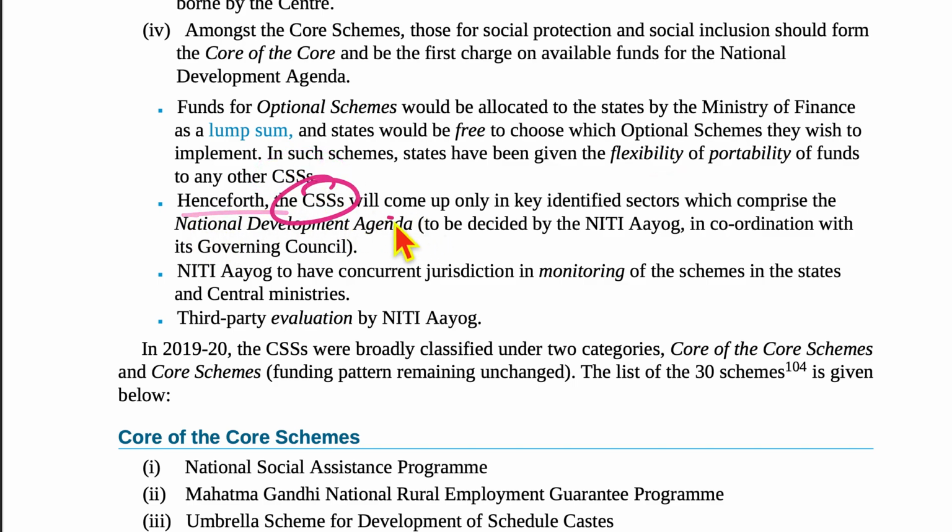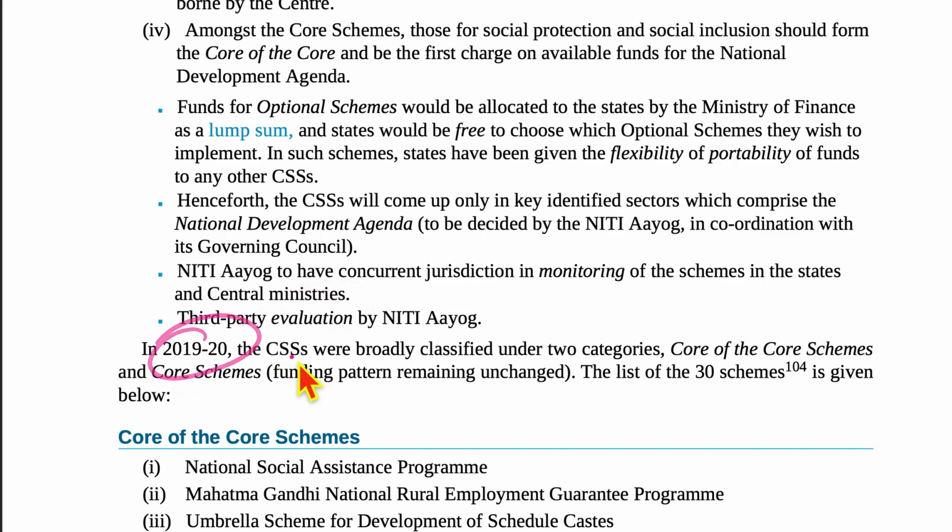Henceforth, the CSS will come up only in key identified sectors which comprise the National Development Agenda, to be decided by Niti Aayog in coordination with the Governing Council. Niti Aayog is to have concurrent jurisdiction in monitoring of the schemes in the states and the central ministries. Third-party evaluation is to be done by Niti Aayog.